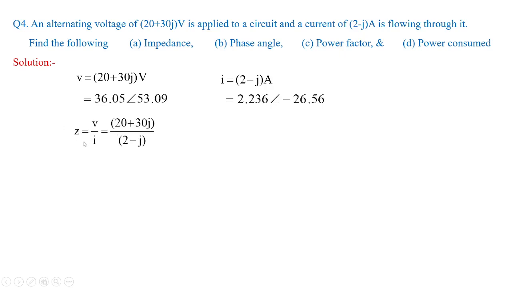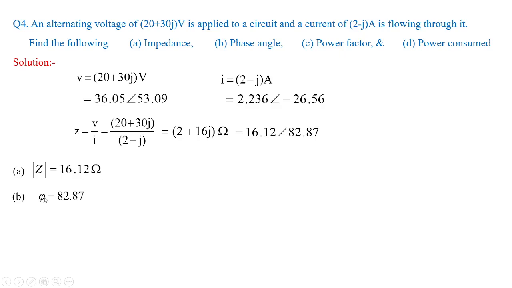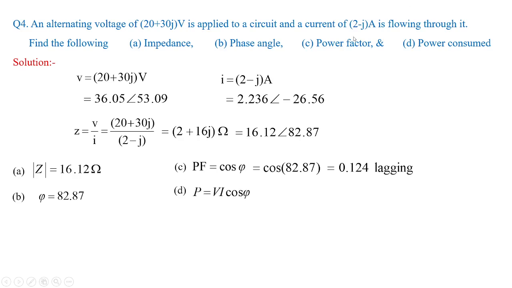Then calculate the impedance. And impedance is obtained to be 16.12 at an angle 82.87. Now actual value of impedance is 16.12 in its magnitude form, and the angle is about 82.87. But the power factor can be estimated as cos phi. Apply this phi, that is cos 82.87, you are going to obtain 0.124. This is lagging in nature. Now when you calculate the power consumed by the network, you are going to get 9.99 watts. So this is one example.